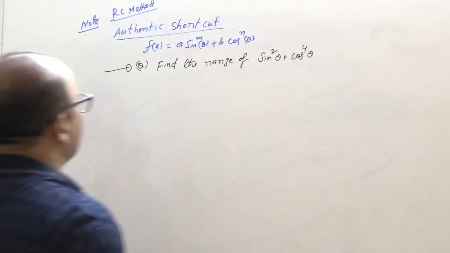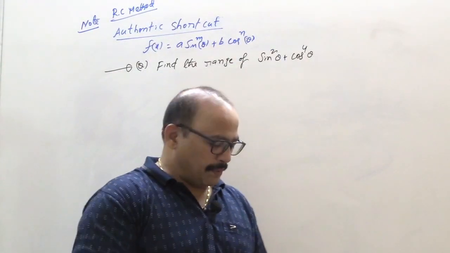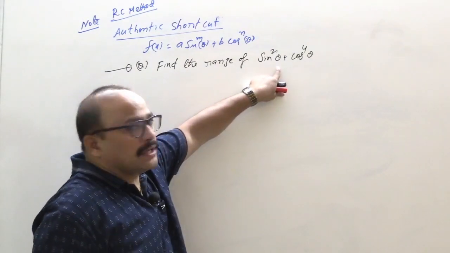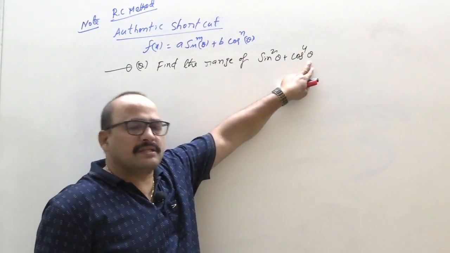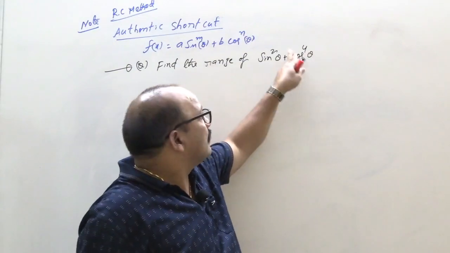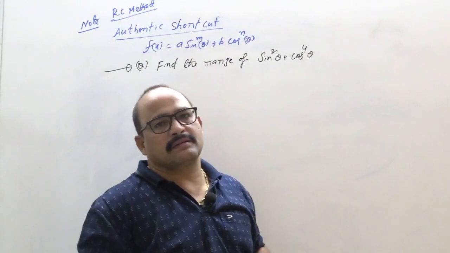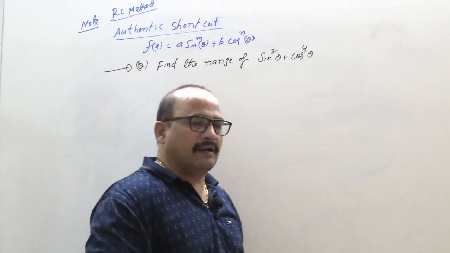Yes students, one more problem based on this one. Actually, 3 problems I will tell you. This is the second one. Actually sin square theta, cos power 4 theta. This is also a little bit time taking. Either even power is there. When sin cos even power is there, go for it like this. No doubt at all, students.